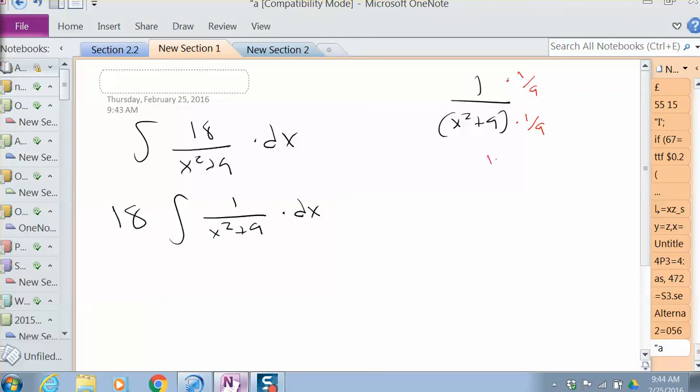Okay, if I do that, notice how it becomes 1/9 over x squared over 9 plus 1. That's the same thing as 1 over x squared plus 9, right? Because I just multiplied. Why am I doing that? Because then I can utilize this technique.